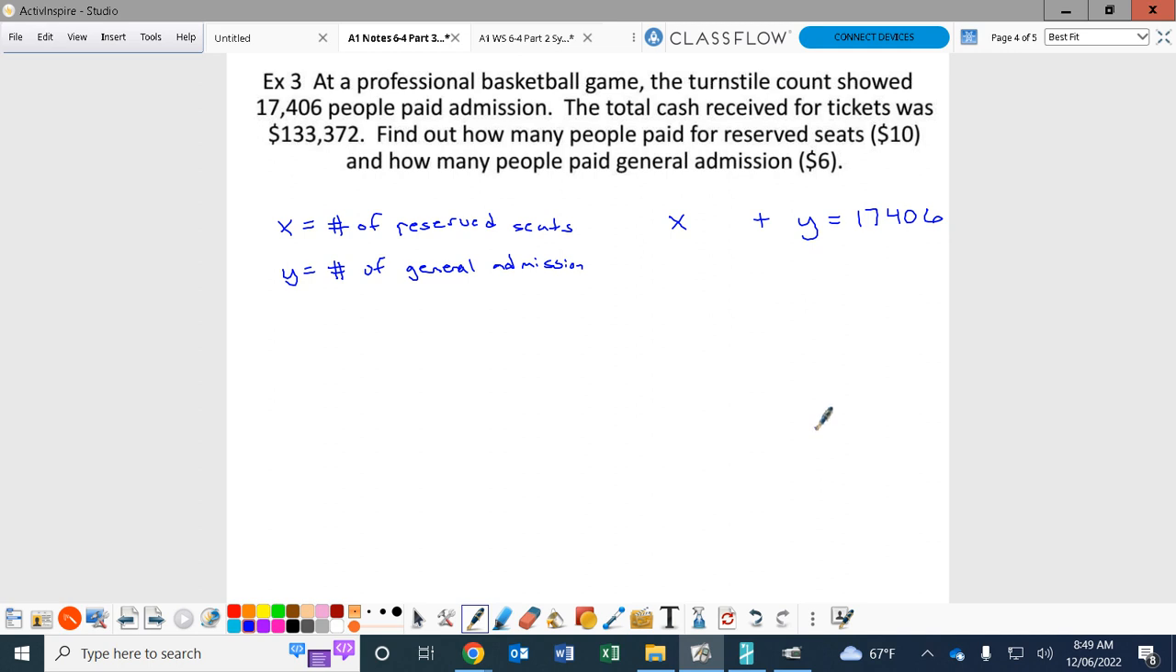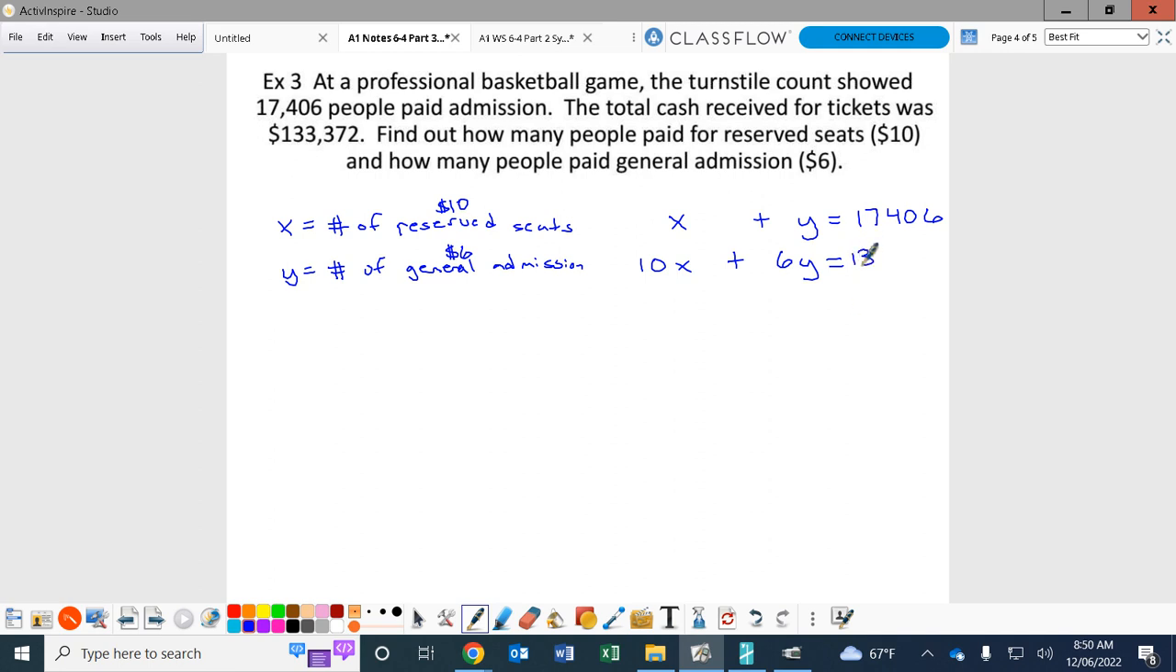As far as money, what are we going to put next to the X for the money? That's the $10 tickets. And if you would want to put something here just so you remember which one's which, you could. That's, again, not a requirement. It just helps you when you set up the problem. For the Y, then, it's going to be plus 6Y. And what was the amount of money that it totaled up to?